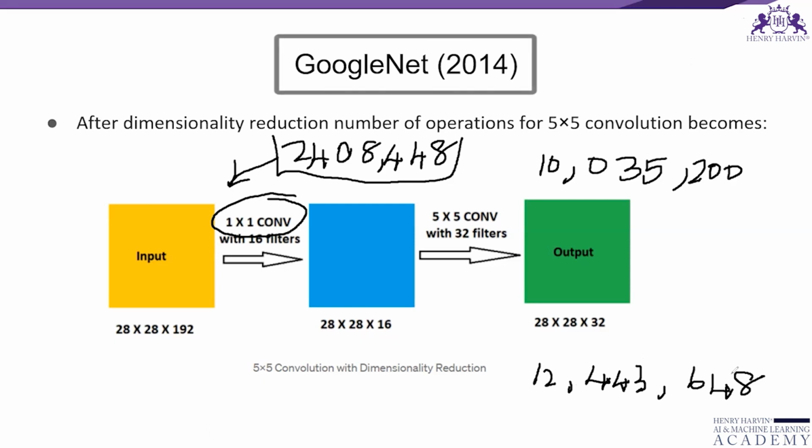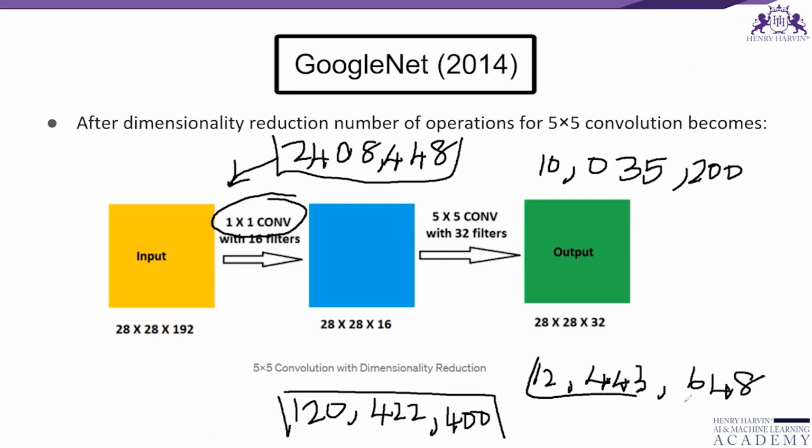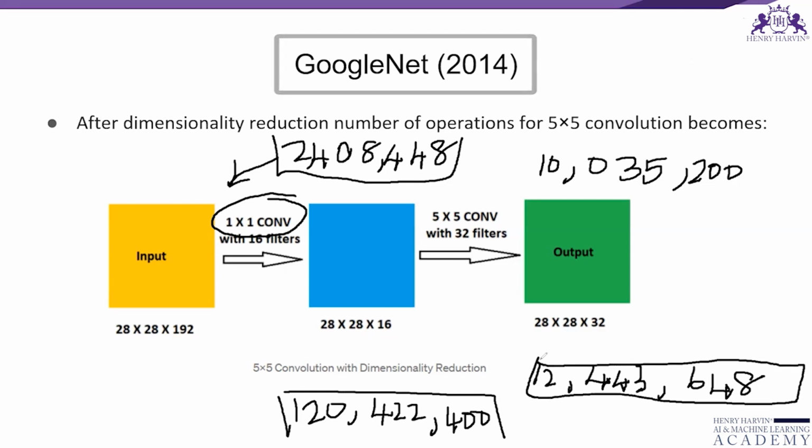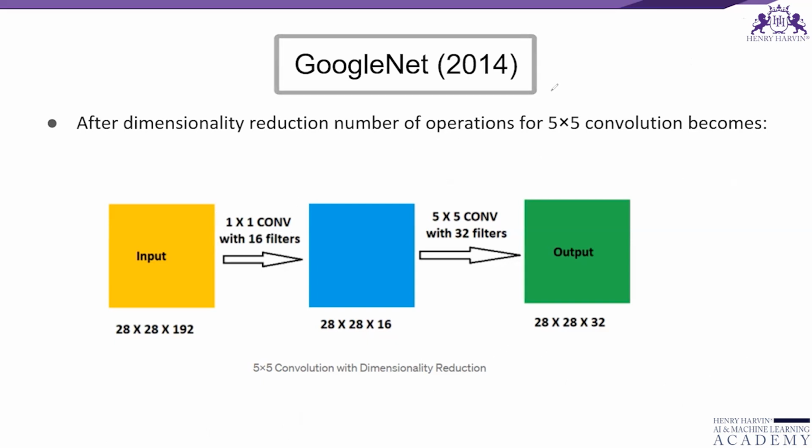So what is happening here? We get a certain number of operations, and there is a large amount of reduction in computation. Why do we say so? Because in the previous case, what we have seen was these many operations we had, right? Now the operation is being reduced. So after applying dimensionality reduction, there is a large reduction in computation.